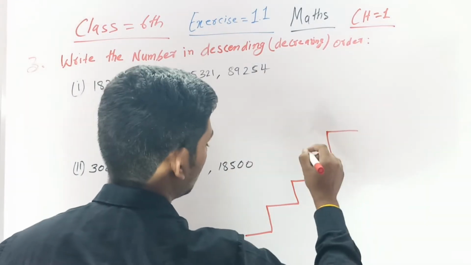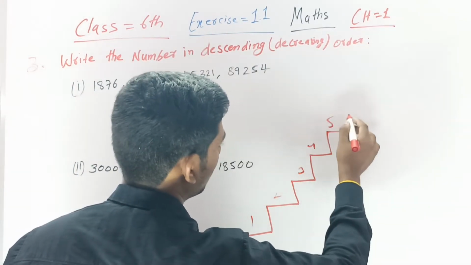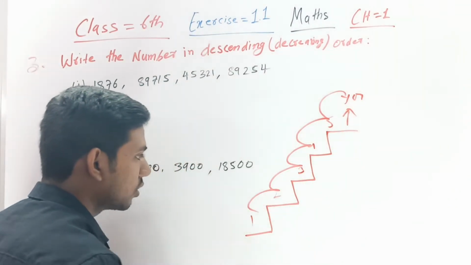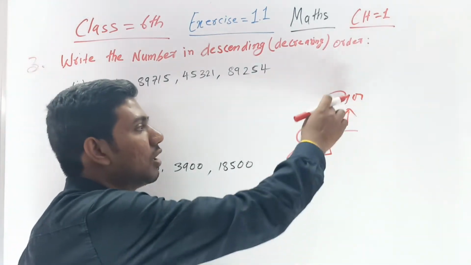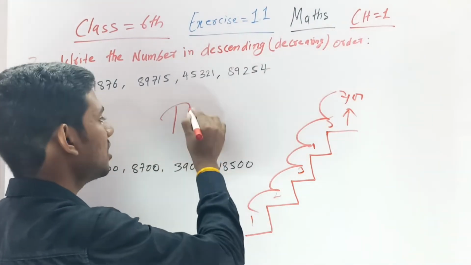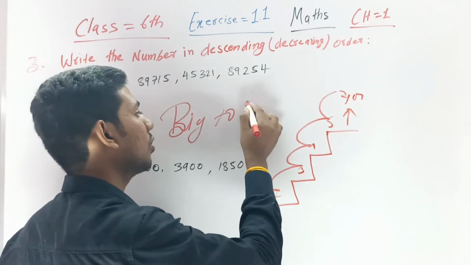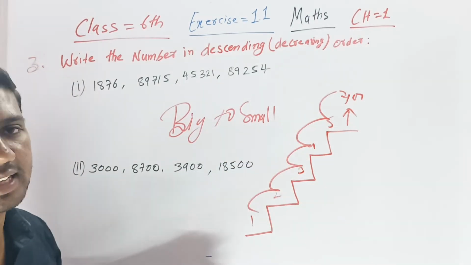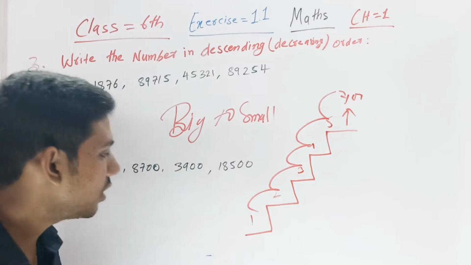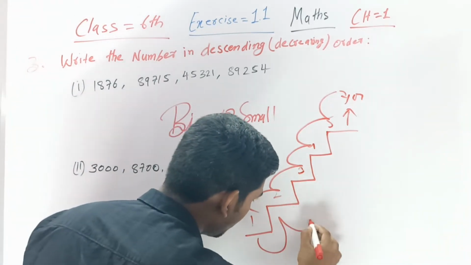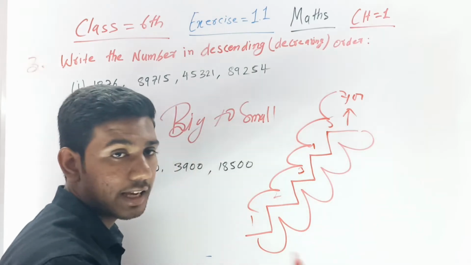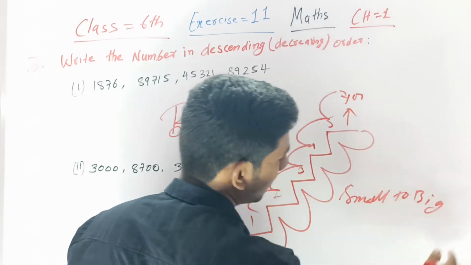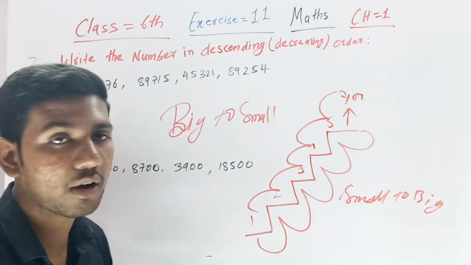Like 1, 2, 3, 4, 5: you are here and you are coming from here down. This is known as descending order. Descending means big to small. When you go from big to small number, it is known as descending order. When you go from small to big, it is known as ascending order. You have to remember this. I hope it's clear for you.